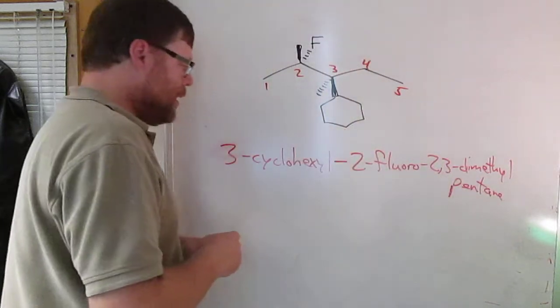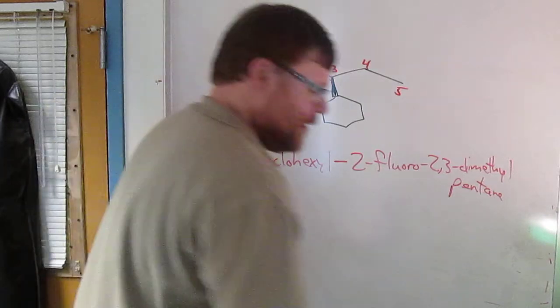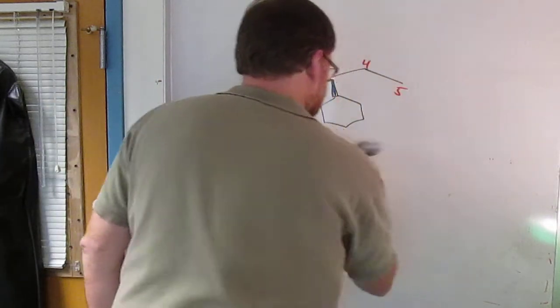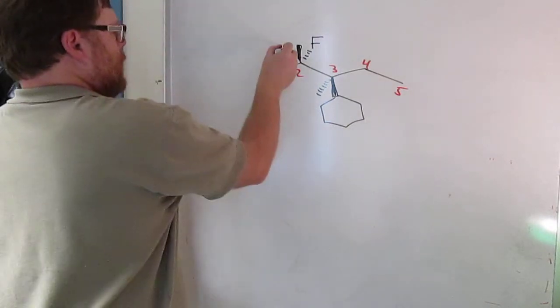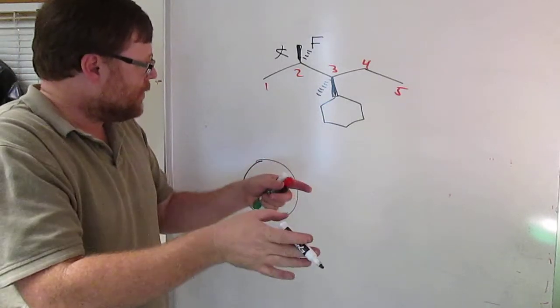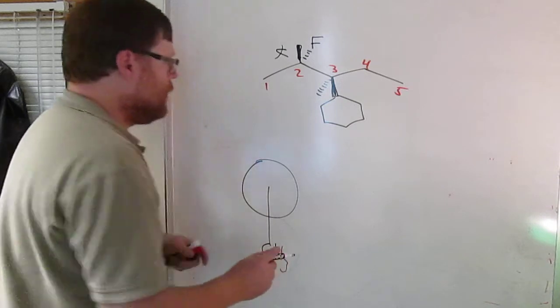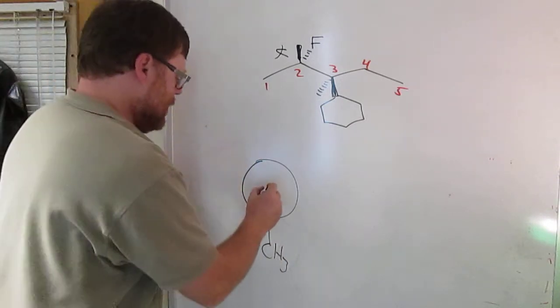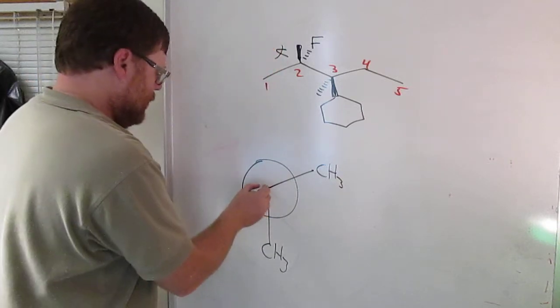All right, go ahead and pause and draw the most stable Newman projection looking down C2, C3. Alrighty, let's put our eye right here. So if I'm looking down this way, I've got a methyl group down. Up toward the right is another methyl group. Up to the left is a fluorine.